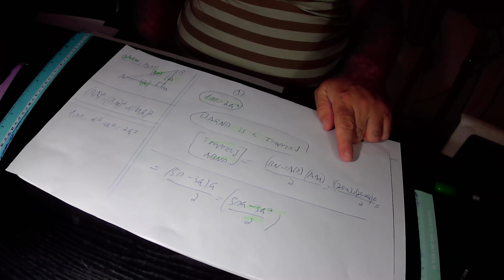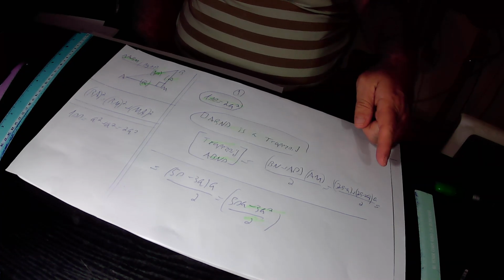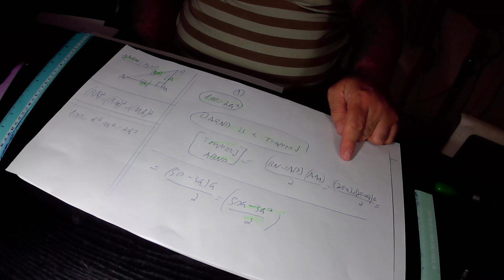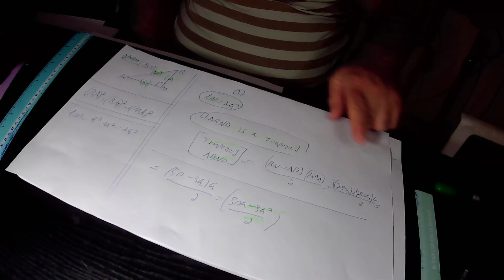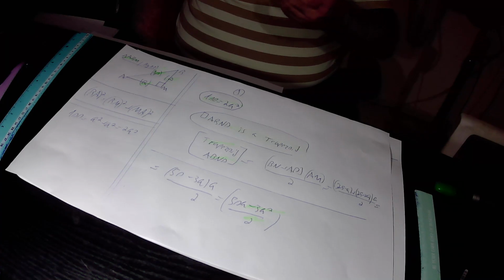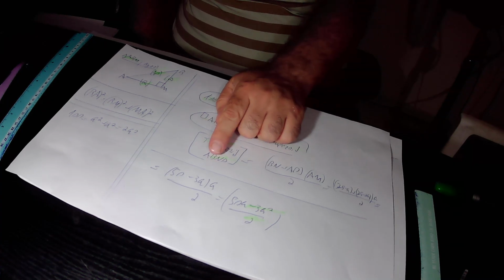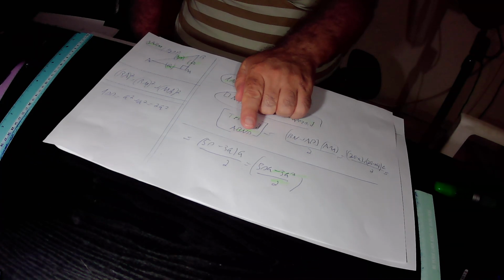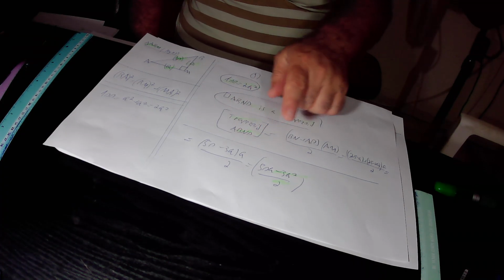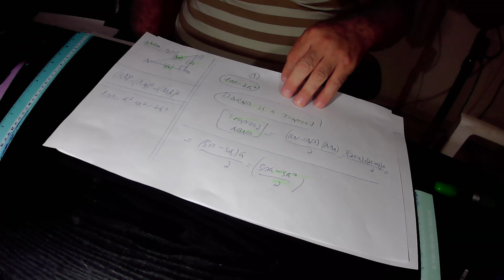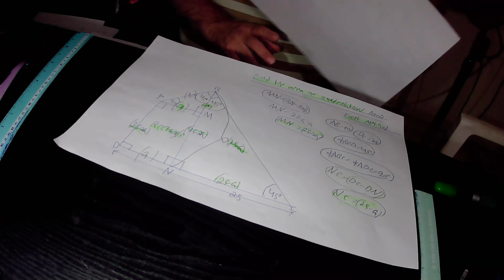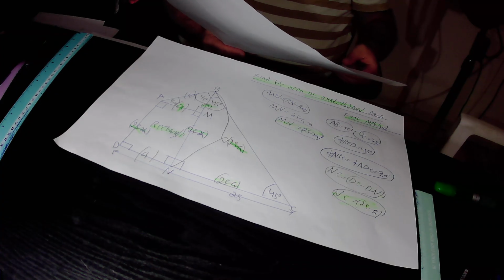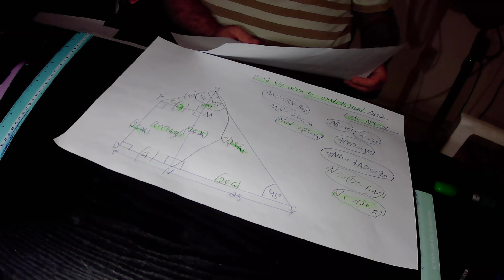BN is 25 minus A, plus AD, that is 25 minus 2A, times AM, that is A, over 2. 25 plus 25 is 50, minus A minus 2A is minus 3A, times A over 2. So when we open the bracket, 50 times A is 50A, and minus 3A times A is minus 3A squared over 2. So the area of this trapezoid ABND is equal to 50A minus 3A squared over 2.